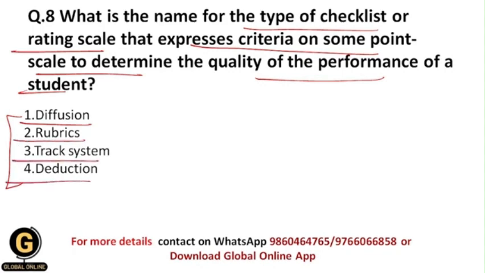Students, whenever you see these options, you will understand that diffusion is the term which occurs in the osmosis part, or whenever there is the flow of water or substances across the cells. So this is nothing but diffusion, and that's why this concept is considered in biology. Diffusion does not play any role in the type of checklist or rating scale in research methodology. That's why this option gets eliminated. Track system, again this is eliminated. Deduction gets eliminated. So the remaining option, that is rubrics, is your correct answer.